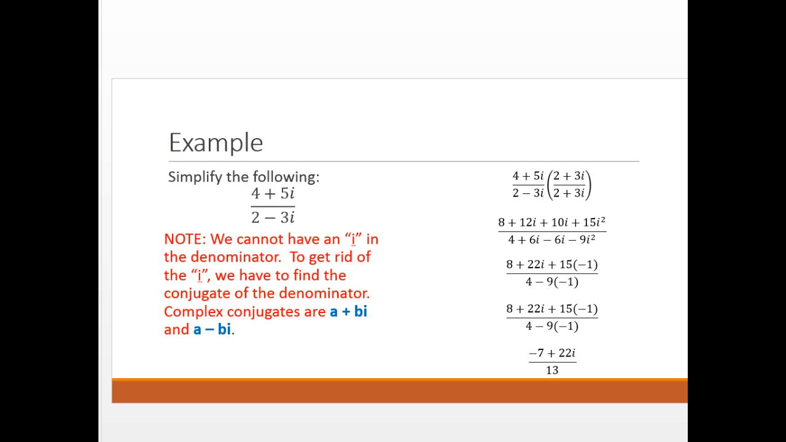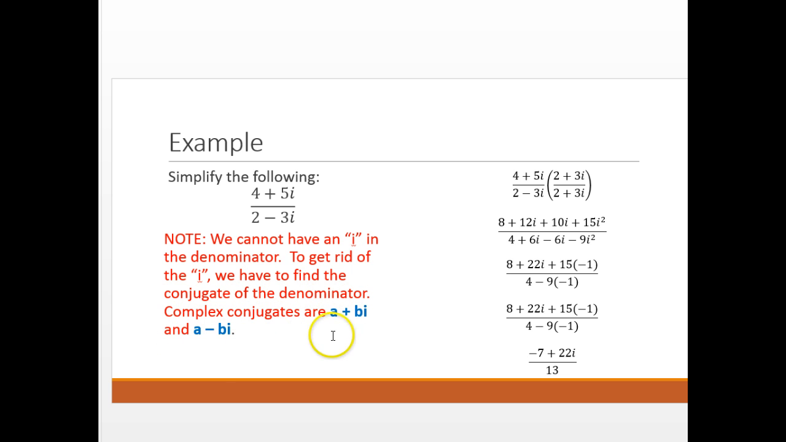The division is usually the hardest one of these. The reason we have to divide this way is that i is a radical, and by the standard rules of math, we cannot have a radical in our denominator. What we're going to use is what's called a complex conjugate. Complex conjugates are a plus bi and a minus bi.